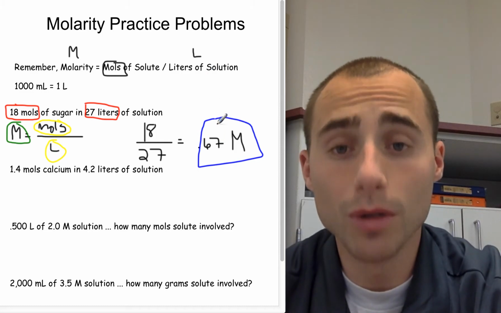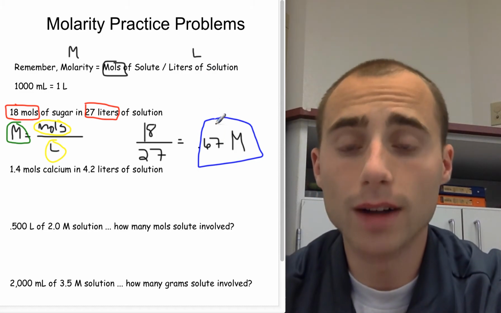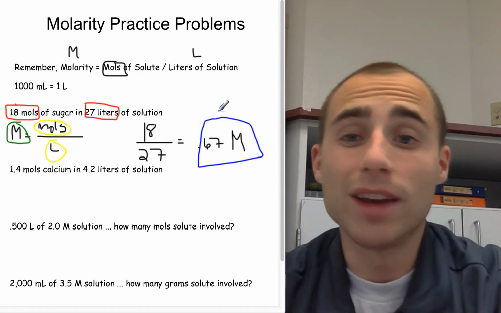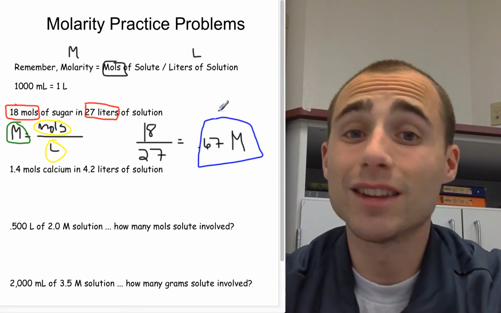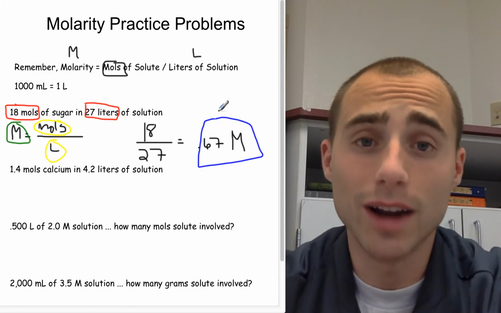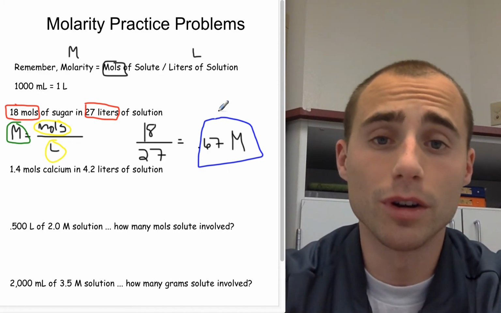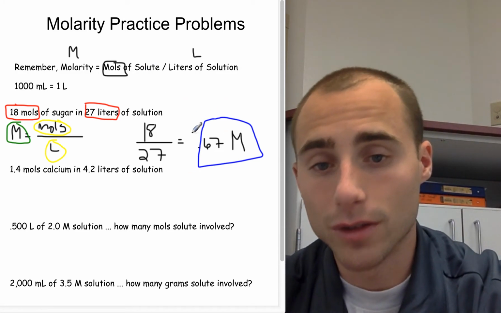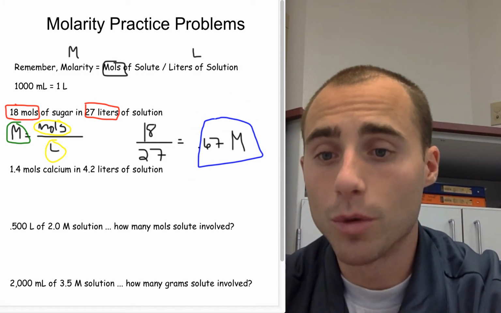Now the higher the molarity, the more concentrated the solution. So if we were working with hydrochloric acid and we had 12 molar hydrochloric acid, that's very dangerous, very concentrated hydrochloric acid. If we had 1 molar hydrochloric acid, still dangerous, not quite as serious. So the higher this number, the more concentrated it is.